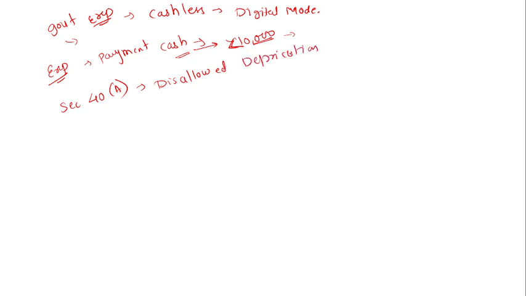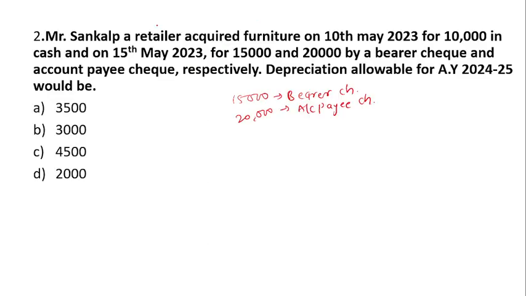Okay, this is for the cash payment. If you are doing more than 10,000 in cash, then under Section 40A the government will disallow your depreciation. According to that, you can read this question over here, that is 10,000 in cash.